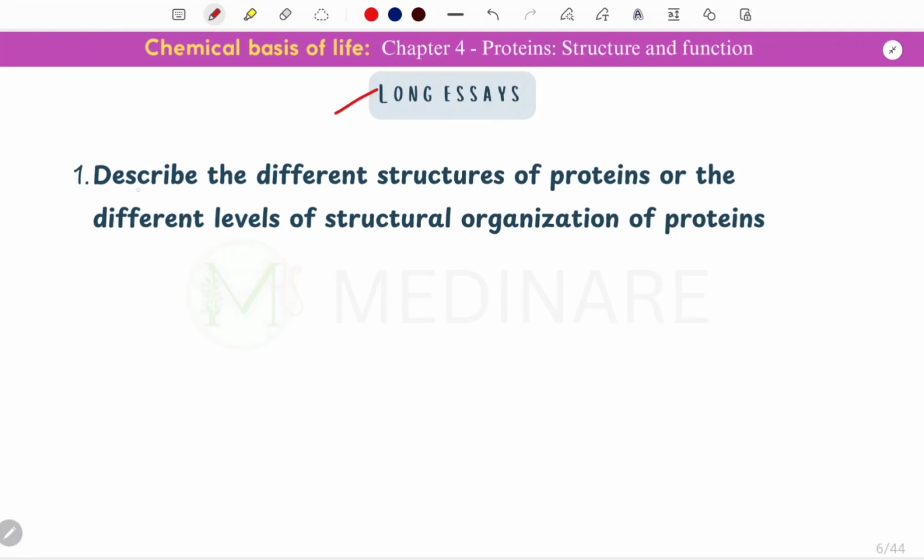The long essay question is: describe the different structures of protein, or different levels of structural organization of protein. I want to mention this thing again in this video, which I mentioned already in my previous video, that the question pattern is subject to change. They can change. Okay, we have to concentrate mainly on the topic. We need to extract the main topic out of the question.